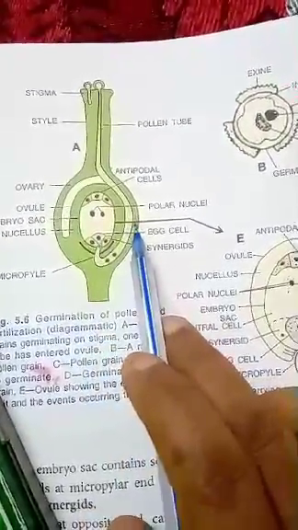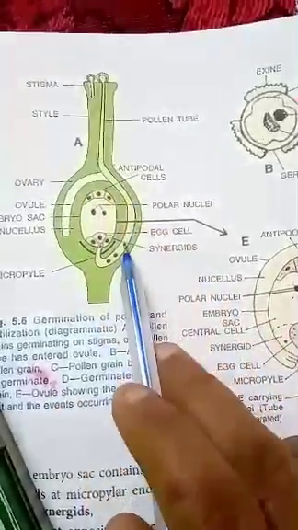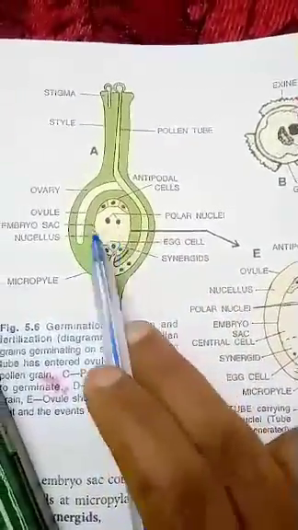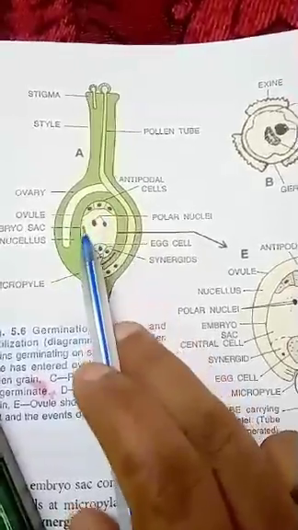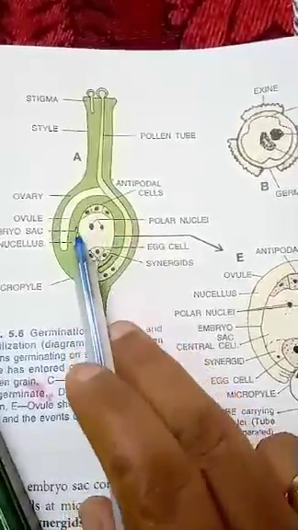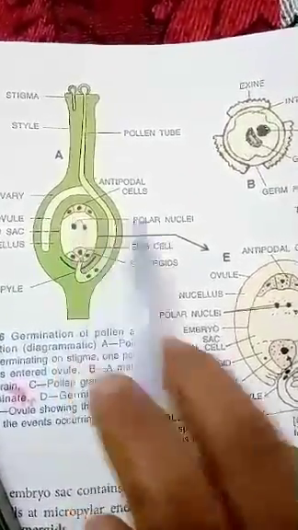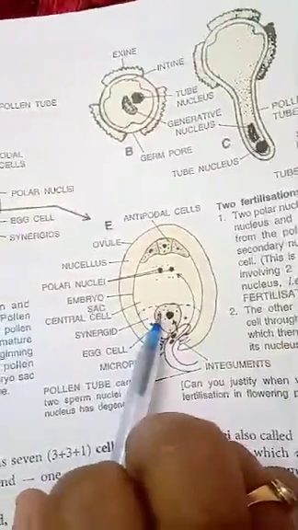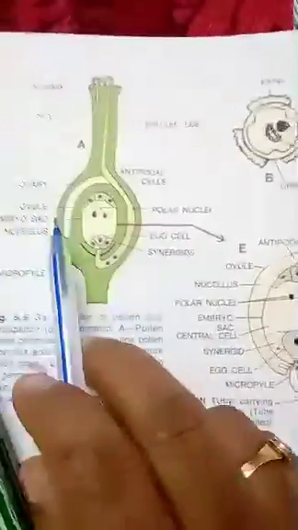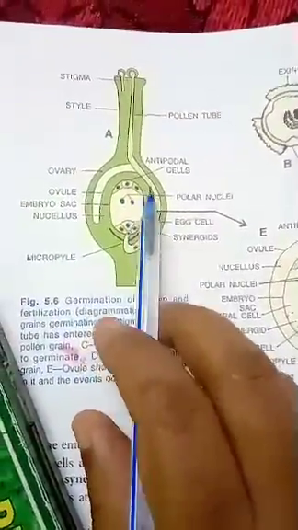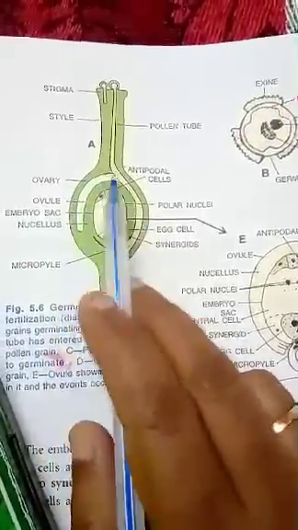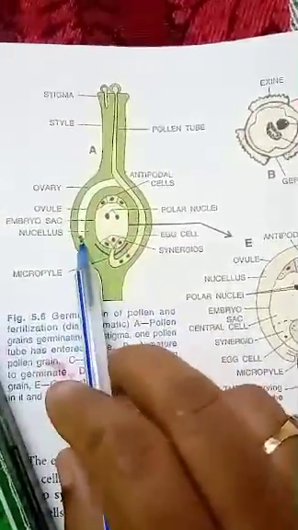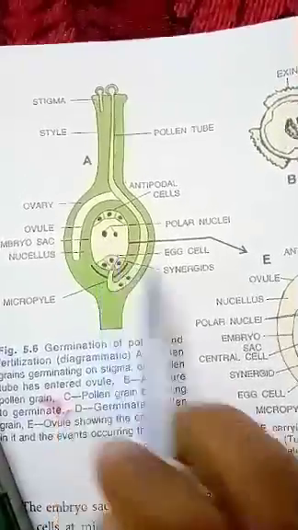In the ovary, when the pollen tube reaches the ovary, it enters the ovule. This part is the ovule, which is elaborated here in enlarged form. First, in this portion, you see the wall of the ovary. These are the integuments, the layers which provide protection to the ovule. Now, in the enlarged view of the ovule, you will see here.